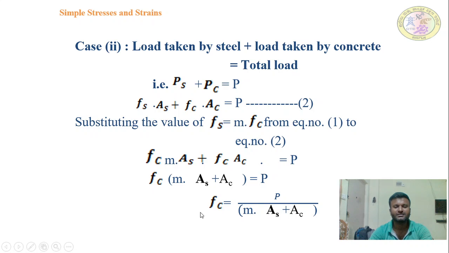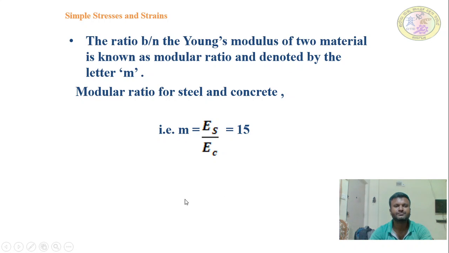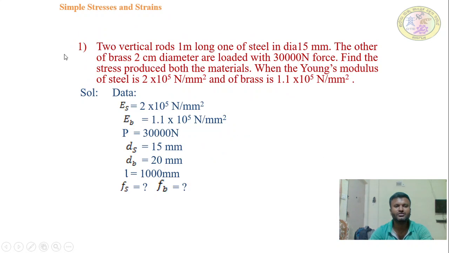Understand. Next. The ratio between Young's modulus of two materials is known as modular ratio and denoted as M. The modular ratio of steel to concrete has a standard value of 15. If it is not given in the problem, we need to assume it; if it is given, we need to use the same. This is about composite sections. Next, move on to problems.